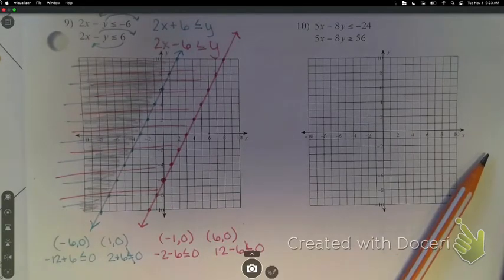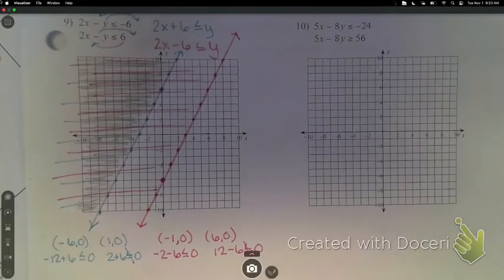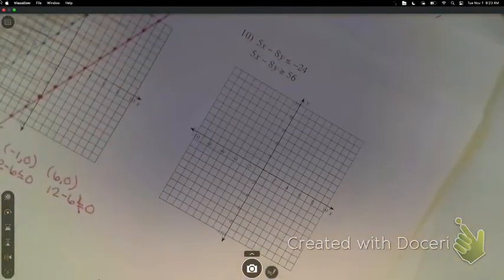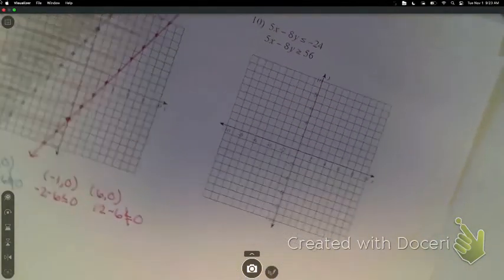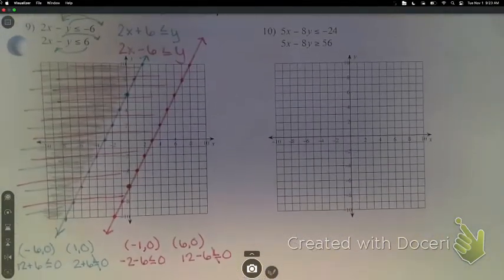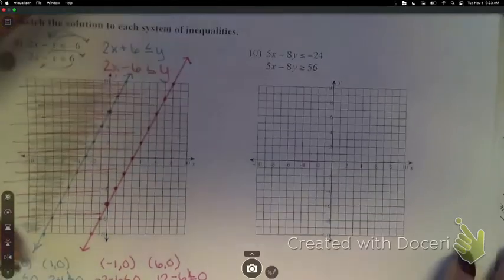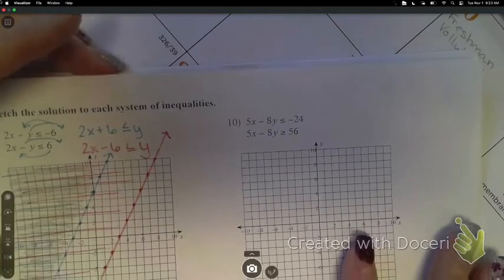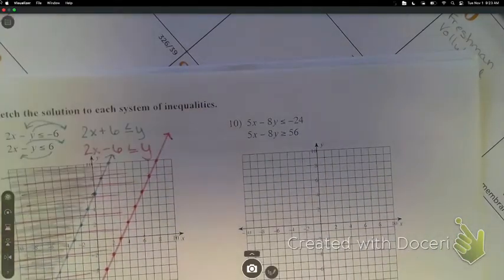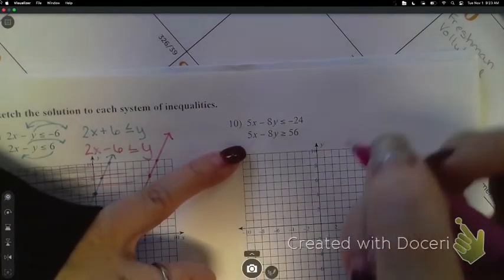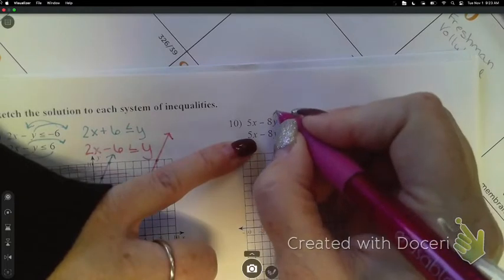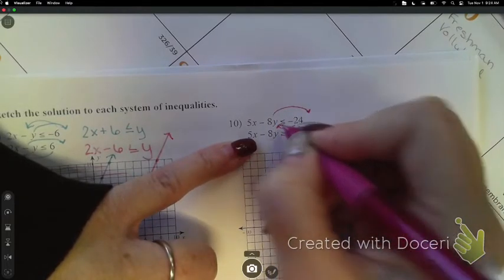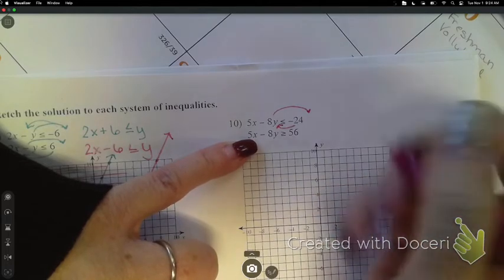Okay, so we'll do one more so you guys can pick one more. Number 11. No, I should remember, 10. Okay. Solve it for y. Yes, ma'am. I'm adding the 8 and adding the 24. That's what I'm doing.